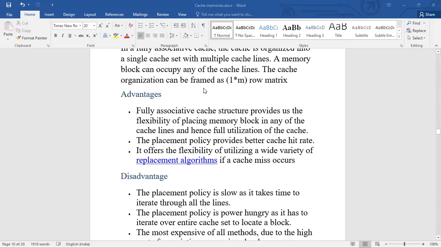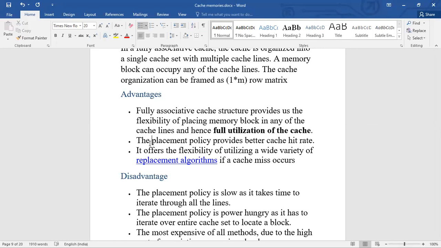So what are the main advantages here? The fully associative cache structure provides us the flexibility of placing a memory block in any of the cache lines, and hence full utilization of the cache. The second advantage: the placement policy provides a better cache hit rate.